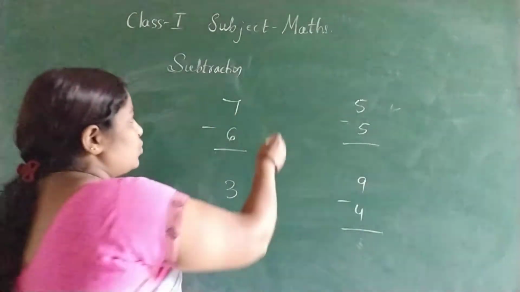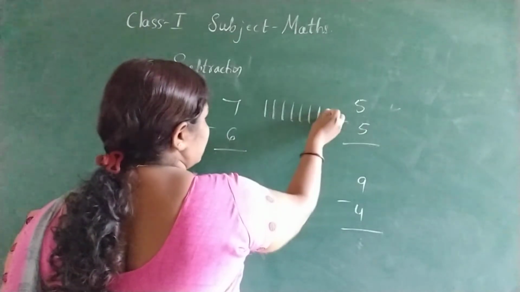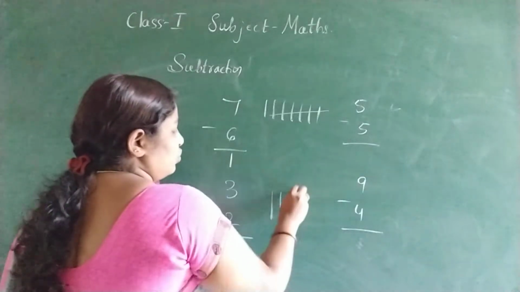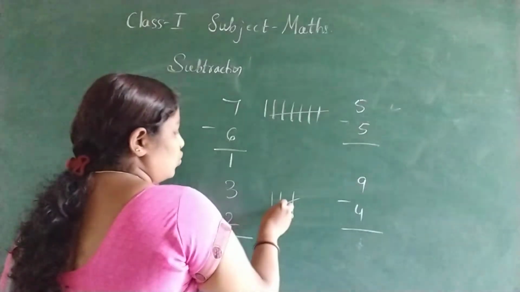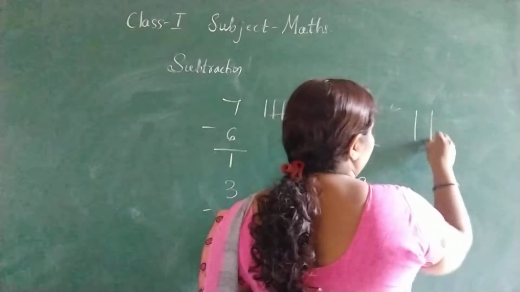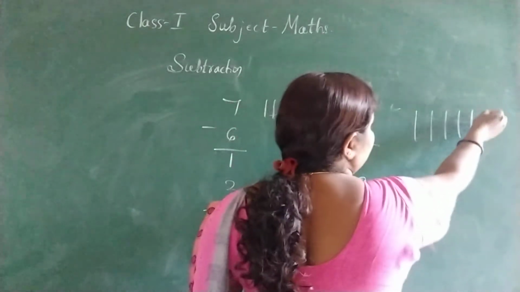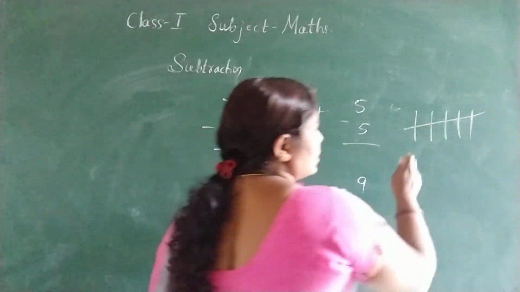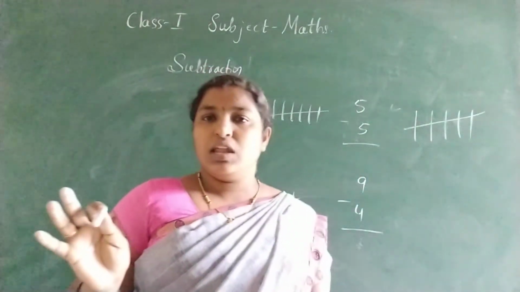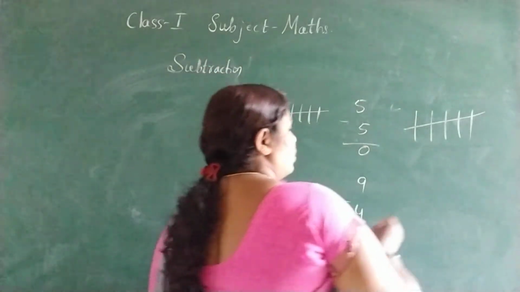These many lines you should put: 1, 2, 3, 4, 5, 6, 7. Then these many cross out. How many remaining? 1. Then 3 minus 2: 1, 2, 3. 2 you should cross. Now only 1 is remaining. 5 minus 5: 1, 2, 3, 4, 5. Again we should subtract. 5 means 5 lines we should cross. All lines have been crossed out, so not even 1 is remaining. Nothing is remaining, which means the answer is 0.